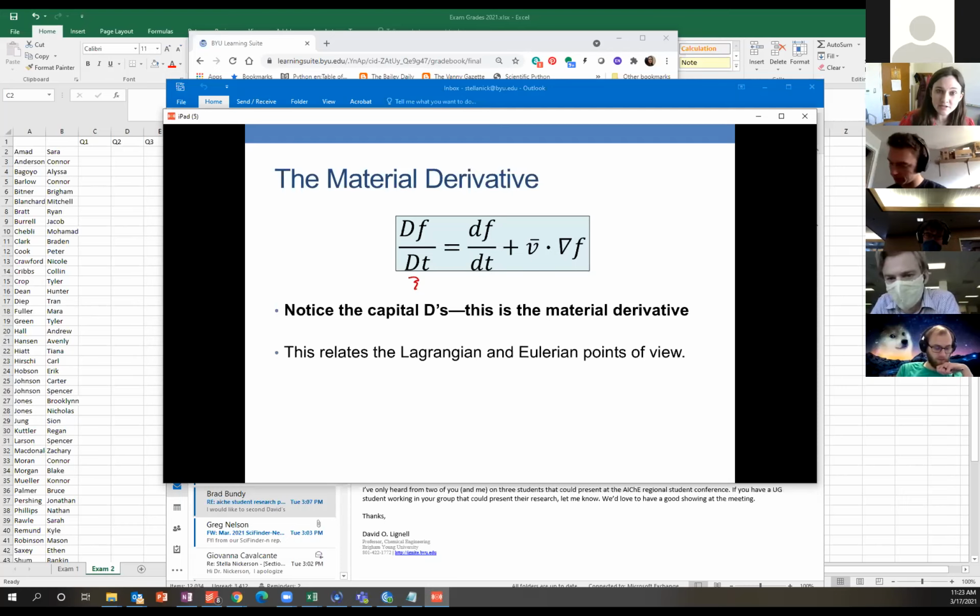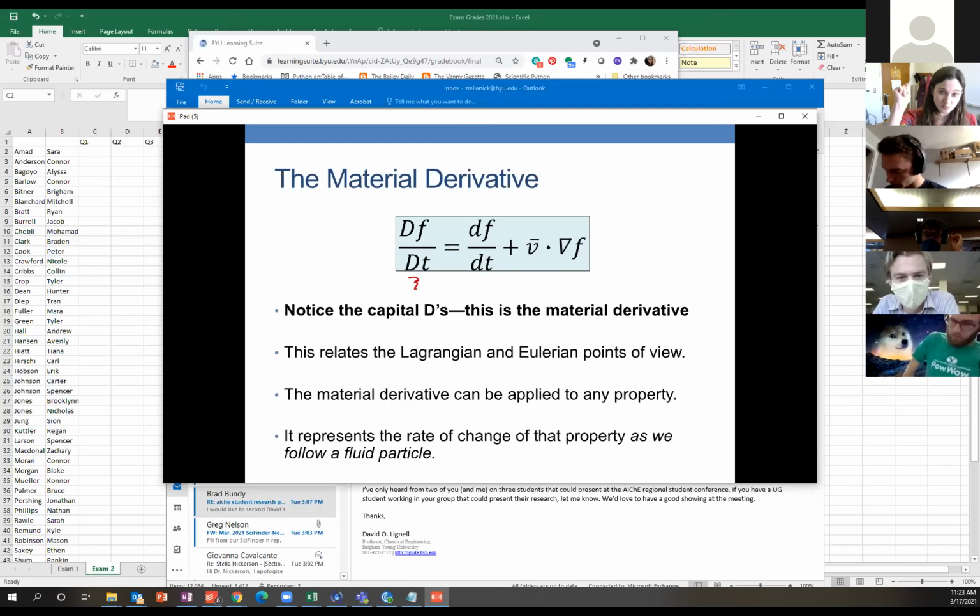So this relates to the Lagrangian and the Eulerian points of view, like I was talking about. It can be applied to any property, and it represents the rate of change of that property as we follow a fluid particle. So I'll talk a little bit more about what that means in a second.